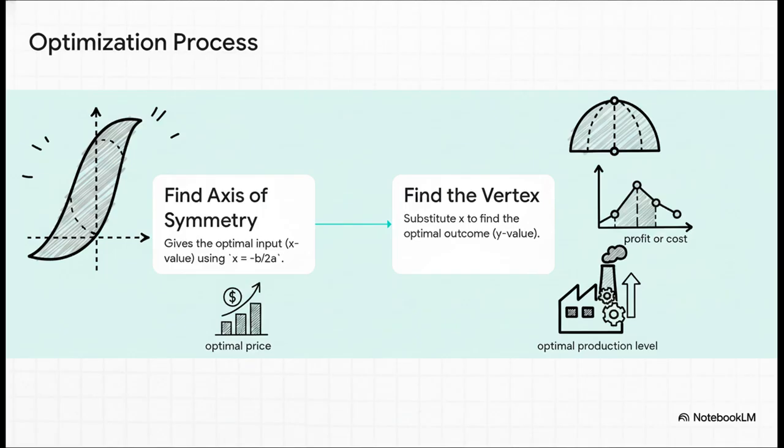Step 2 is to figure out the optimal outcome, and that's easy. We just take that optimal x value we just found and plug it back into our original equation. The result is the y-coordinate of the vertex, which tells us our maximum possible profit or our minimum possible cost.